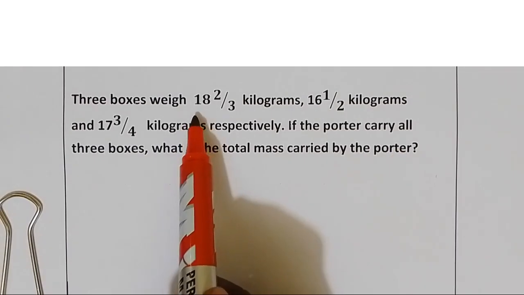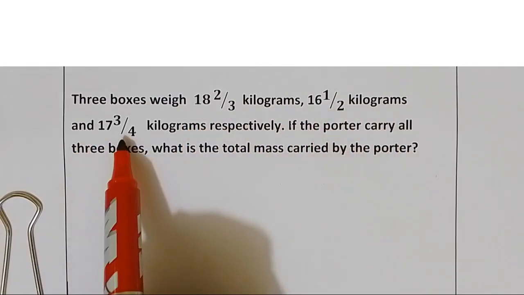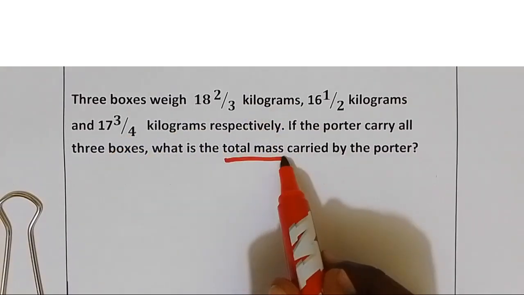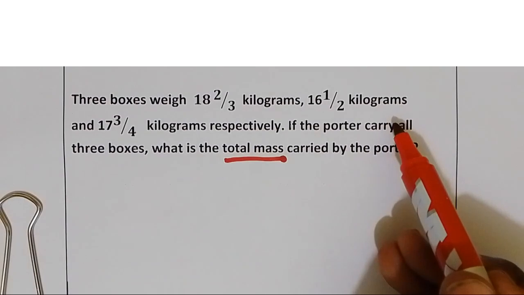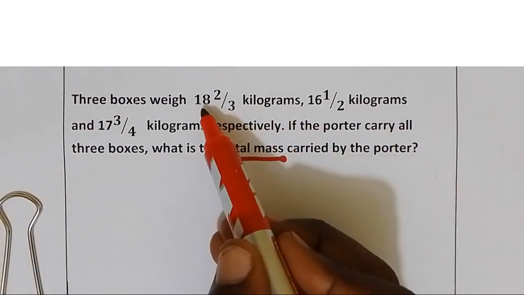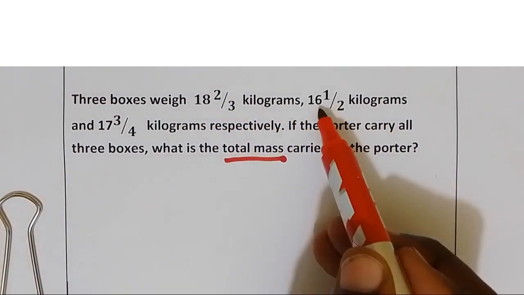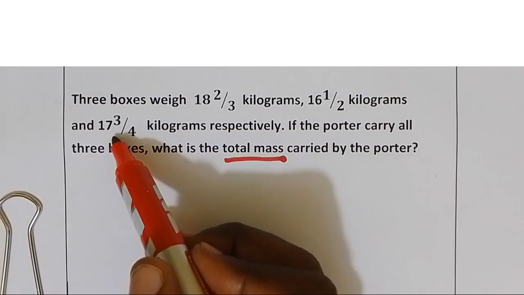Here we have 3 weights of boxes in mixed fractions, and they need us to find the total mass. Directly, this is an addition question. So we are going to add 18 2/3 kilograms plus 16.5 kilograms plus 17 3/4 kilograms.